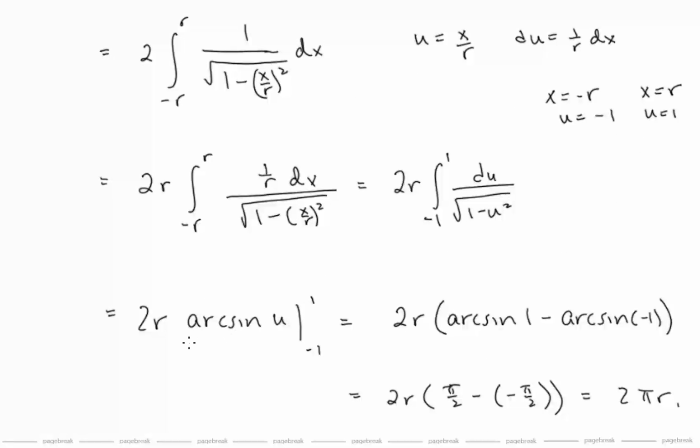Integrating, we have 2r arc sine u going from negative 1 to 1. So that's 2r times arc sine 1 minus arc sine of negative 1. Arc sine of 1 is pi over 2. Arc sine of negative 1 is negative pi over 2. So simplifying, we have 2 pi r, the circumference of the circle of radius r.